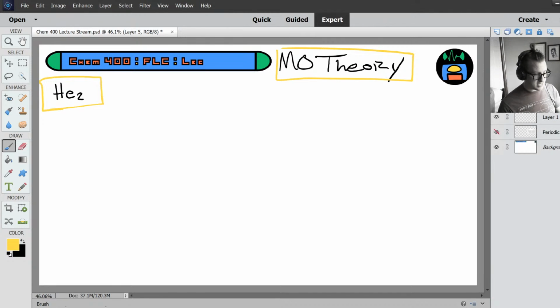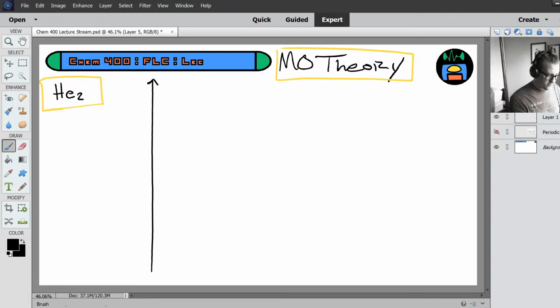I said in the last lecture that we're going to start with a discussion of dihelium and why it doesn't form. If I ask you the question why, you might say something along the lines of, well, helium's a noble gas, they're super stable, they don't like making bonds. All of that is true, but molecular orbital theory, as you will see, gives us the reason why. So let's look at the molecular orbital diagram for helium.